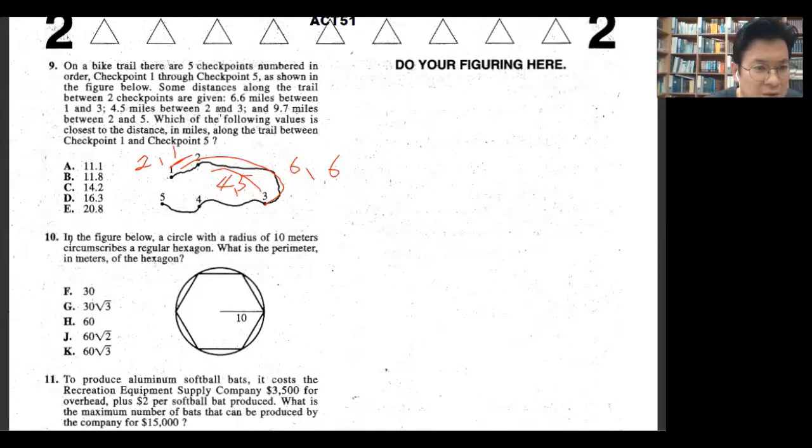And then 2 to 3 is 7.2, to 5 and 7 points. So 3 to 5 is now 5.2. This one is 5.2. I'm going for the closest, 1 through 5. So 1 through 3 is 6.6, and then adding 5.2, that's 11.8. B.